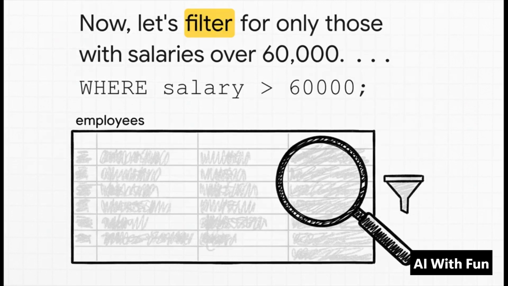But usually, you want something a little more specific, right? So let's add a filter. By adding a where clause, we can really narrow down the results. Now we're asking a smarter question. Show me only the employees who are making more than $60,000.